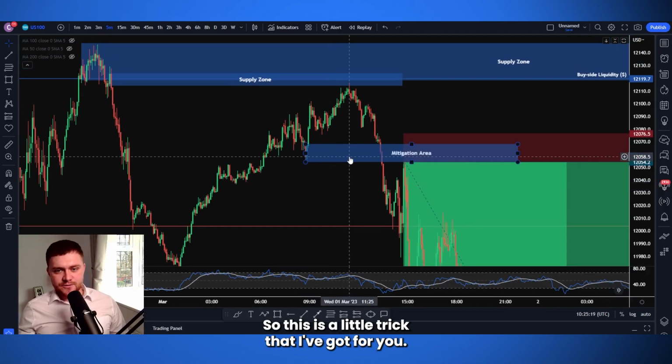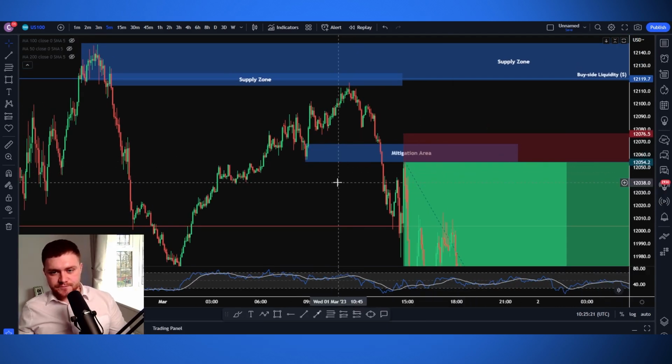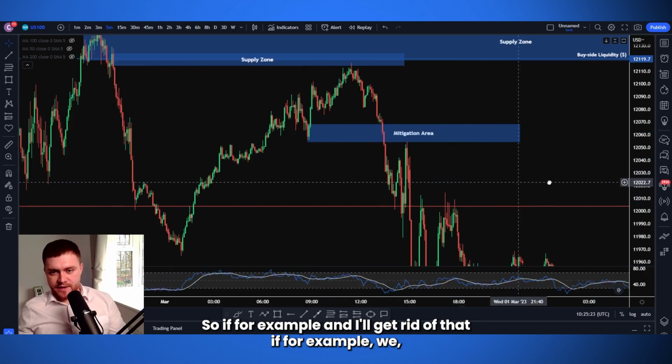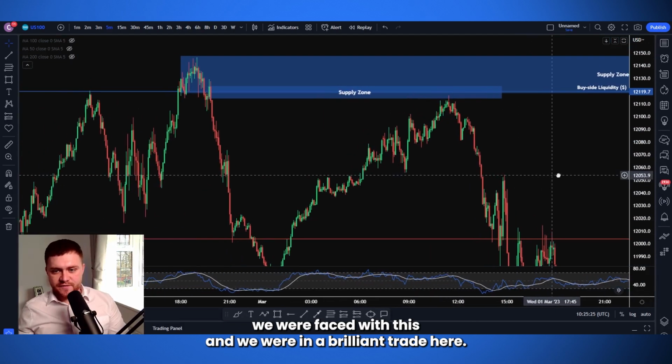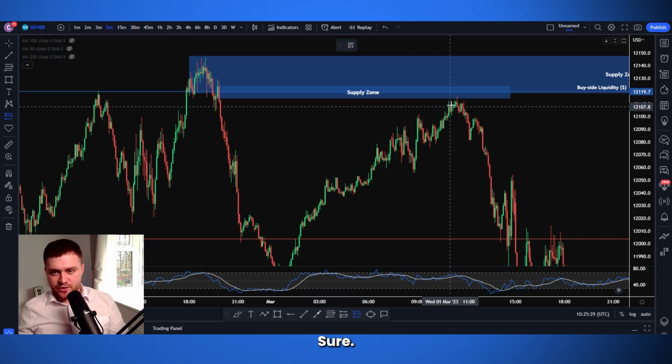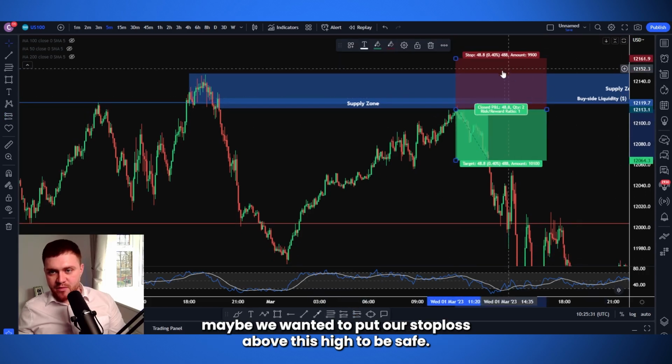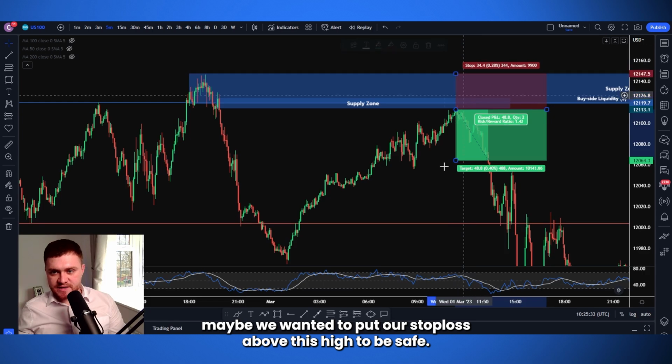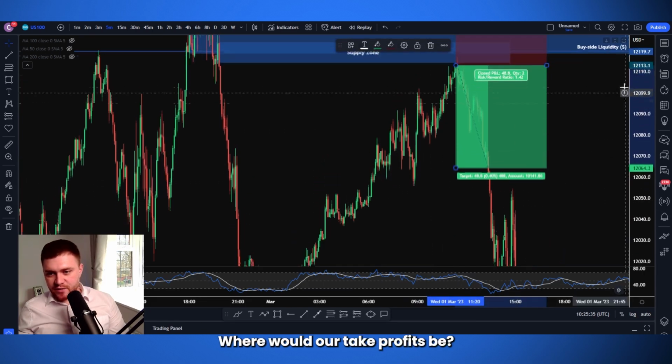Okay, so this is a little trick that I've got for you. If, for example, we were faced with this and we were in a brilliant trade here, short, from there, maybe we wanted to put our stop loss above this high to be safe. Where would our take profits be?